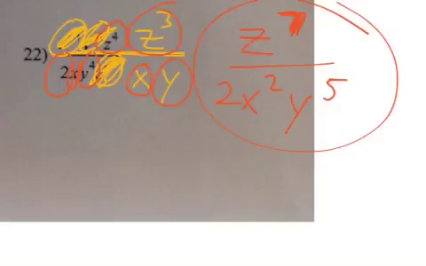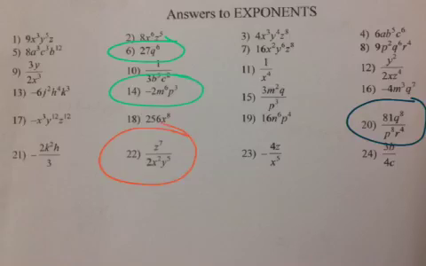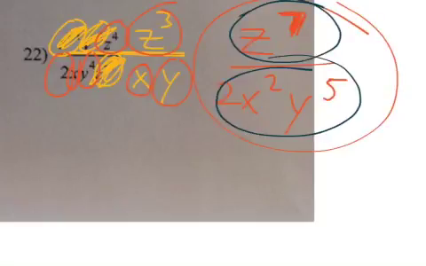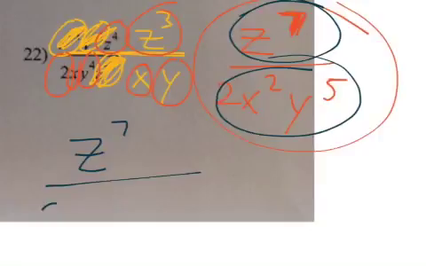And let's just check it one final time. Pause the video if you need to first, though. Okay, so if I'm looking at 22, notice I do have z to the 7 over 2x squared, y to the 5. Again, z to the 7 over 2x squared, y to the 5. Z to the 7 divided by 2x squared, y to the 5.